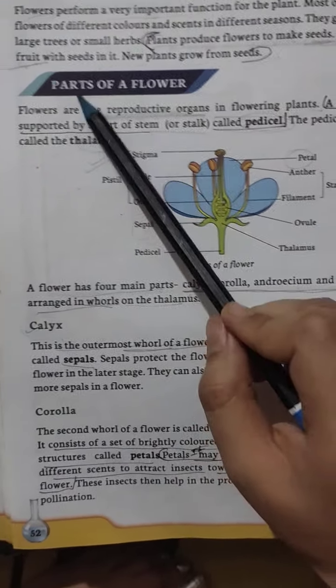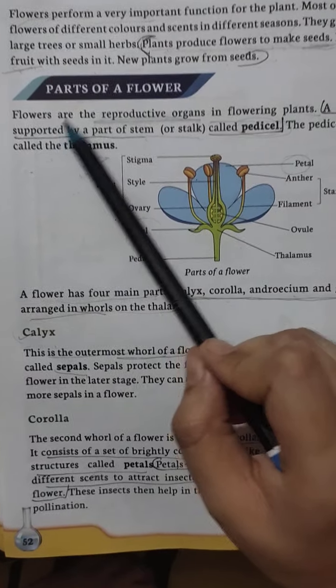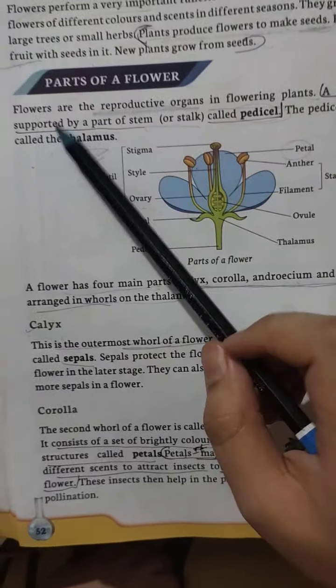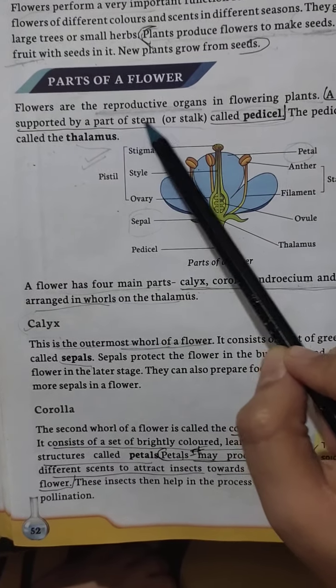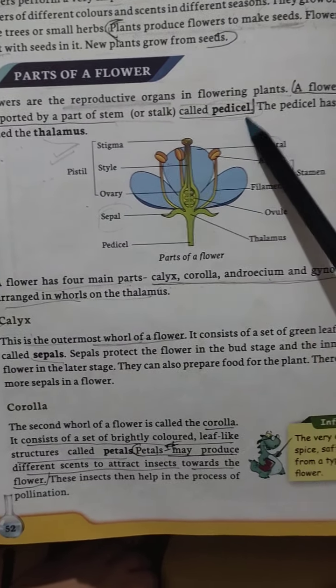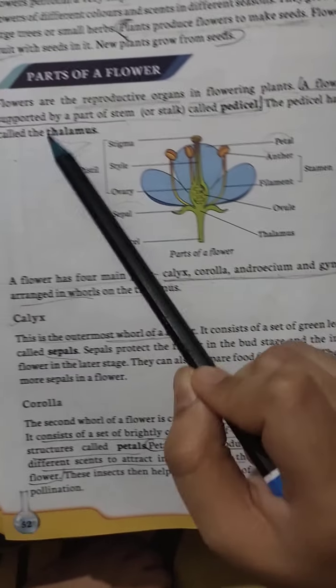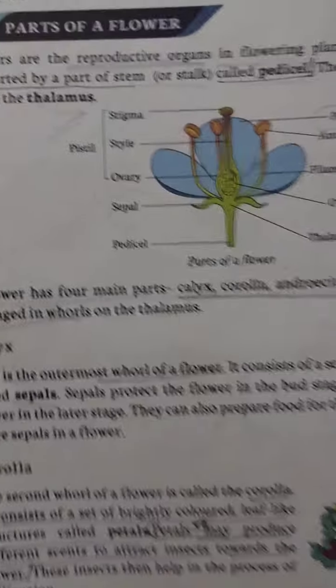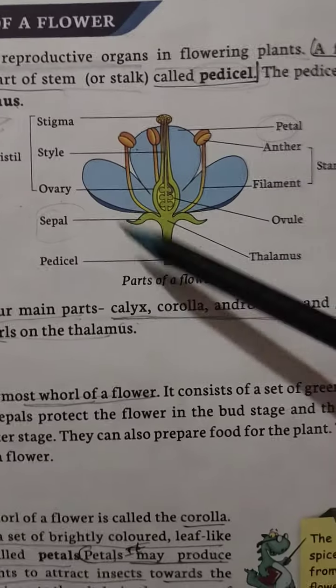So what are the parts of a flower? Flowers are the reproductive organs in flowering plants. A flower is generally supported by a part of stem or stalk called pedicel. The pedicel has a swollen end called the thalamus. So, what are the different parts in a flower? First, you see this diagram.